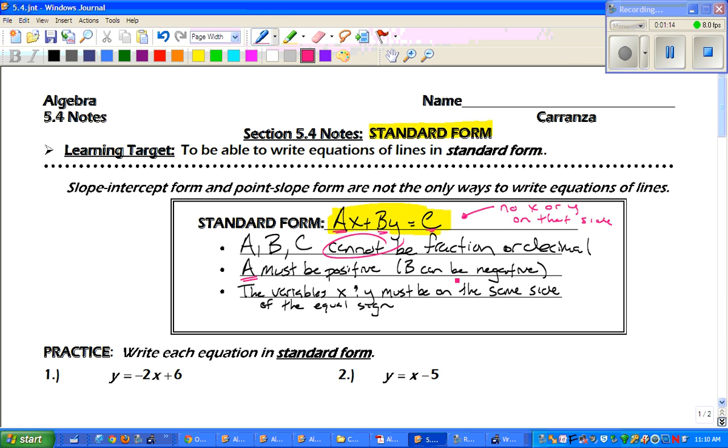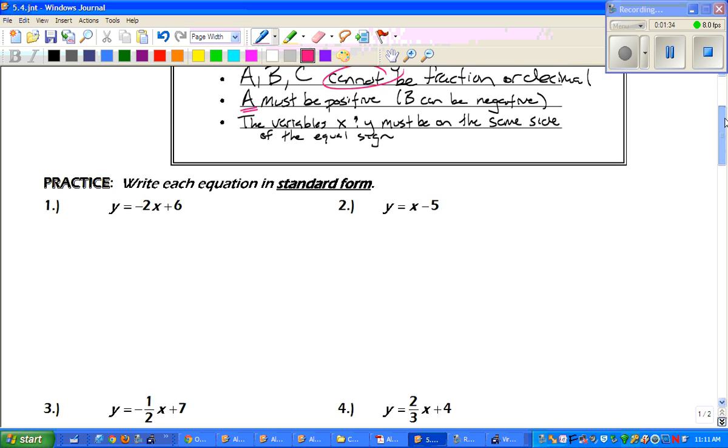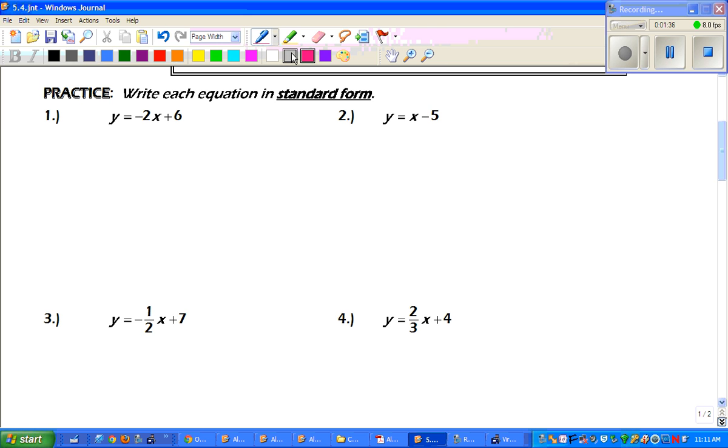Just remember that it's ax plus by equals c, so the x and the y are on the same side. They can't be fractions or decimals. A must be positive, and the variables x and y are on the same side. Now, the best way to do this is to go through and get some practice. All right, so let's begin.